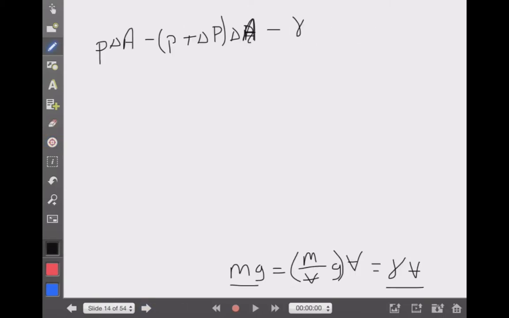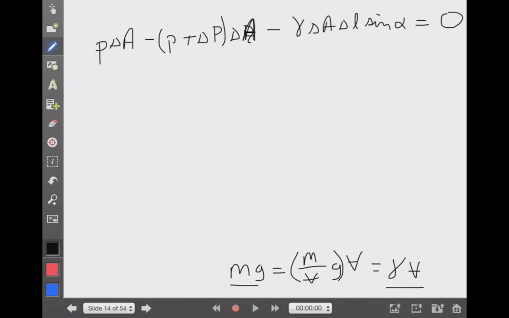And we also need to account for the fact that it's tilted. So we're going to have gamma delta A delta L. That's the area of the cylinder times the length, which is the volume. And we have a sine of alpha. And since it's fluid statics and the pressure forces balancing the weight, these all have to equal 0.